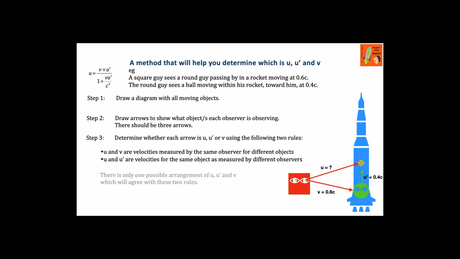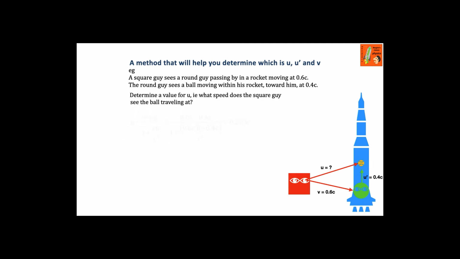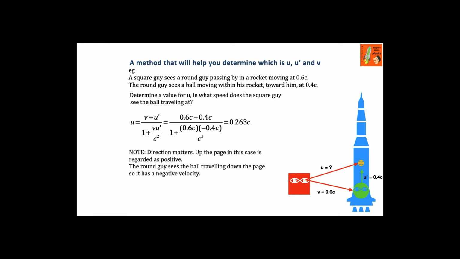Now once you've got them, it's simply a case of applying those values into the equation. If we stick them into the equation, we will find out the speed the square guy sees the ball travelling at. When we plug them in, we get those values going in there. Now you'll notice too that I've got 0.4c is now negative. That's because it's travelling back toward the round guy, and so that direction really matters, as it did with the girl on the truck. The apple was going backwards compared to the velocity of the truck.